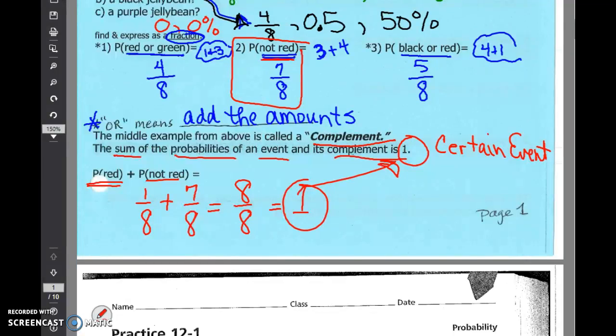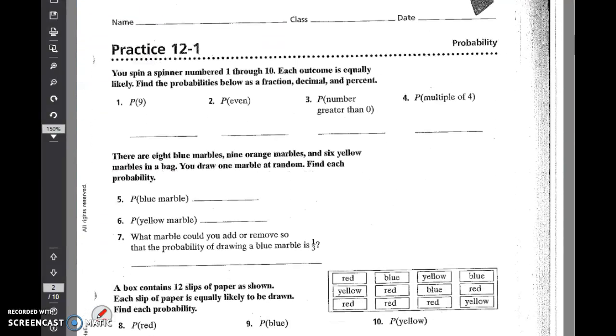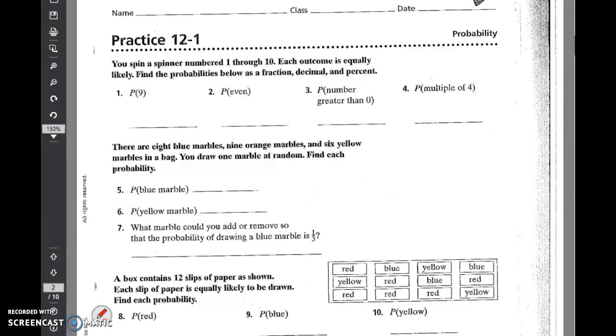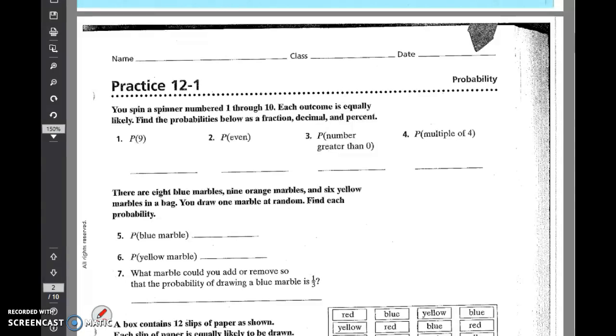Feel free to pause the video at any time to catch up on the writing of the fractions or the definitions. And let's try a couple more examples of probability of basic simple events. We're going to be doing questions 1 through 7, and as you go through numbers 1 through 7, please read the directions and record your responses in the Edpuzzle videos.